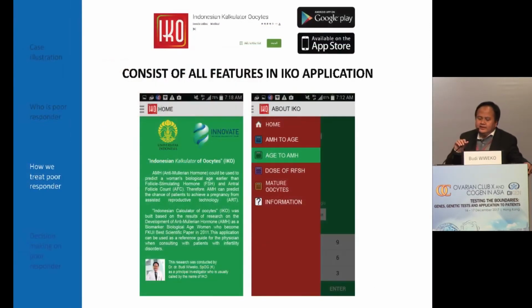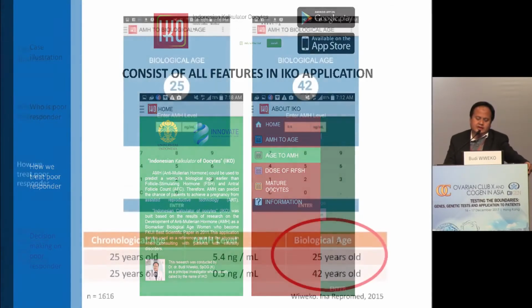So we come to the Indonesian calculator of oocytes. It was established in 2016 based on the Indonesian Women AMH Nomogram that was published in JARS in 2013. So we created this calculator to predict AMH to age. For example, if a woman has her serum AMH put into this calculator, she will know her biological age. And we can also predict the dose of recombinant FSH and the number of mature oocytes during ovarian stimulation.